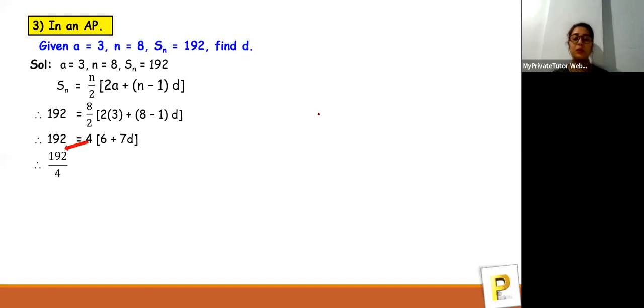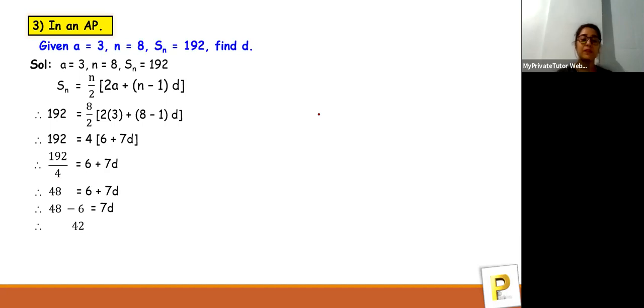Now this 4 will go to the left hand side, and as it is in multiplication form on the right, on the left hand side it will go in the denominator in division form. So this will become 192 by 4 equals 6 plus 7d. Now 192 by 4 is 48. So 48 equals 6 plus 7d. Now take the 6 to the left hand side, so this becomes 48 minus 6 equals 7d.